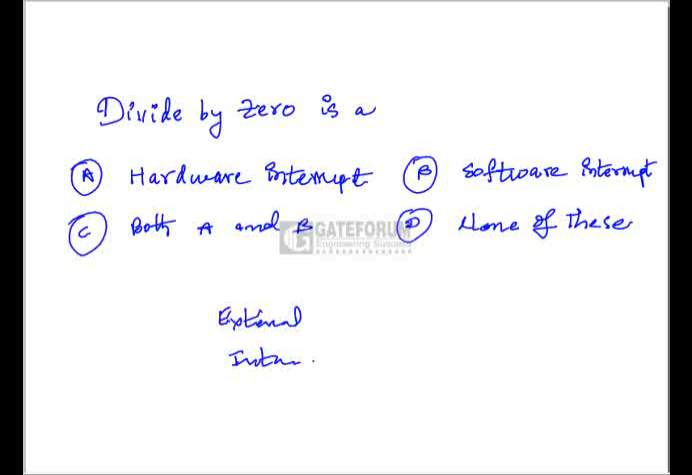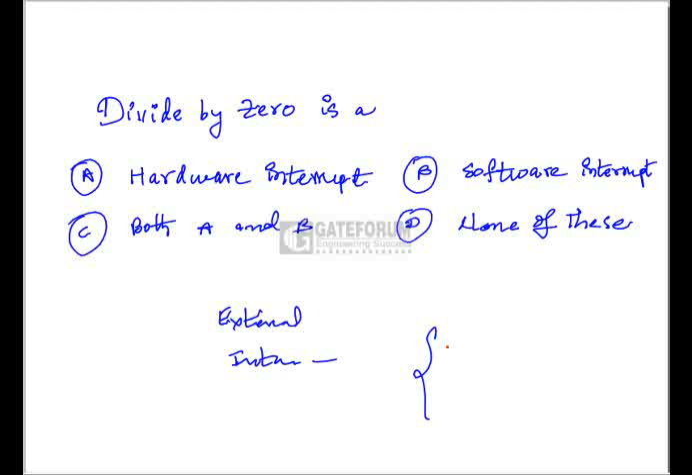External interrupt is not based upon the program being executed. Internal interrupt is based on the program being executed. For example, if the same program is executed again, in the same place we may get the interrupt. That is called internal interrupt, like divide by 0 interrupt, or any other interrupts like stack overflow interrupt, register overflow interrupt.